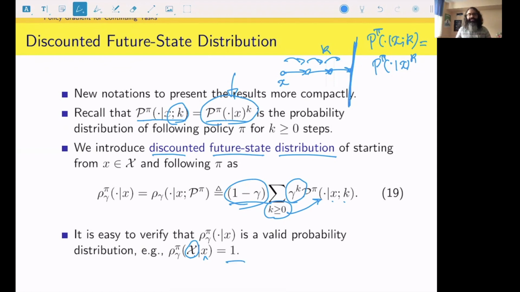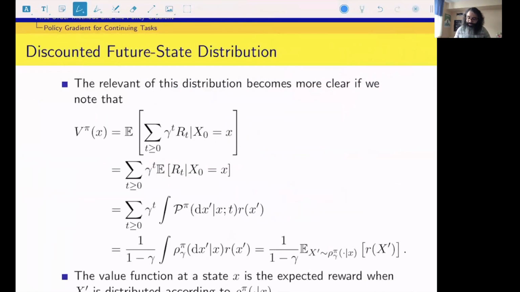And of course, it also has other basic properties. But this is the idea, and we use the notation rho gamma of x and pi. This might be a bit cumbersome, and we don't actually need it in this lecture. So we may just use rho pi gamma of x. This is the notation that we want to use.